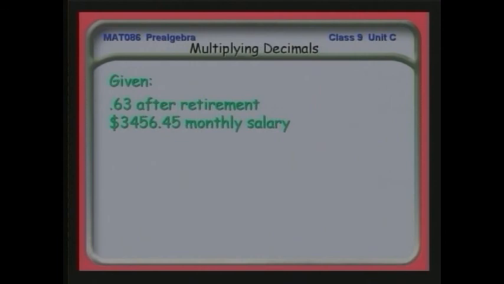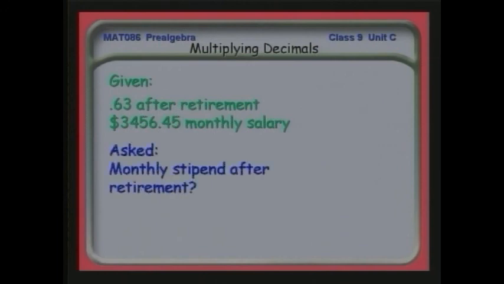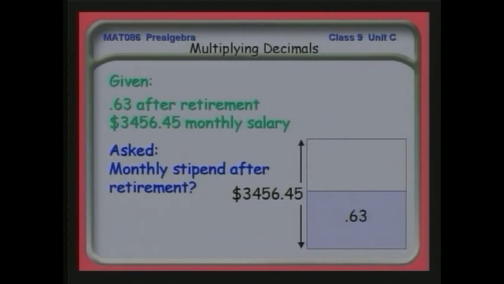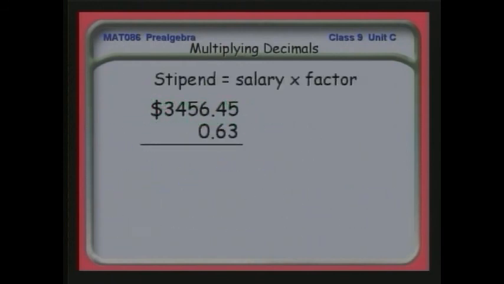We're given he gets 0.63 of his salary after retirement, and there's the salary. We're asked what is the monthly stipend, and we can think about there is his whole salary in terms of a diagram, and 0.63 is a bit more than half. We know that the stipend is going to be the salary times the factor. Whenever you hear an of in a case like this, 0.63 of something, that indicates a multiplication.